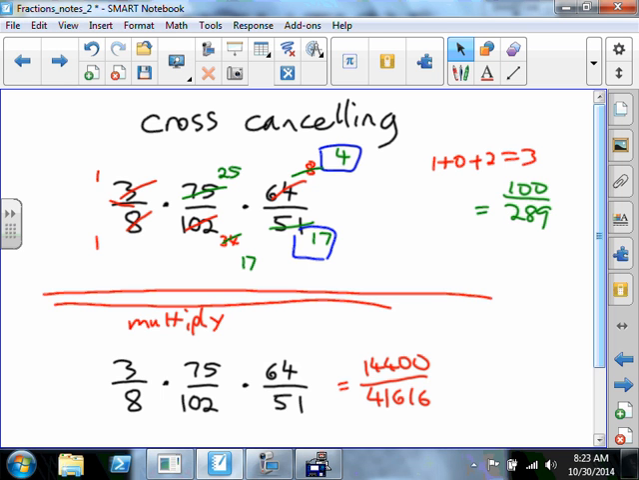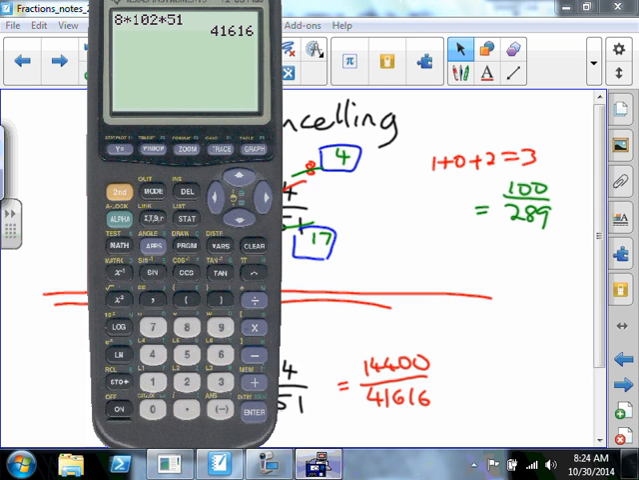Here's the awesome thing about cross-canceling. If you cross-cancel as much as you can before multiplying, you won't have to reduce later. Let me say that again. If you cross-cancel completely before you multiply, you won't have to reduce later. So let's try this 14,400 divided by 41,616, and let's see what that is as a fraction. It's 100 over 289. Check it out.